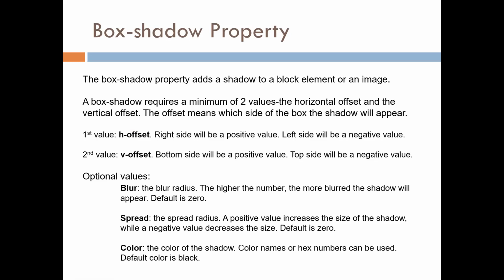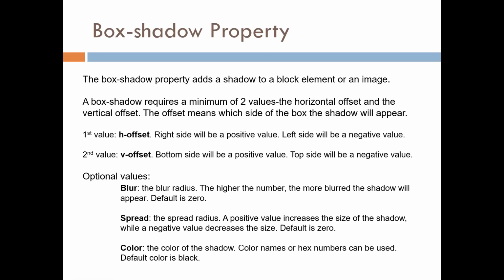And then the second value, so this is kind of like the shortcut codes that we use for margin or padding when we have two different values, but they're just separated by a space. And I'll show you an example in just a second. The bottom side is positive and the top side is a negative value. So think about your X and Y axis in this instance.